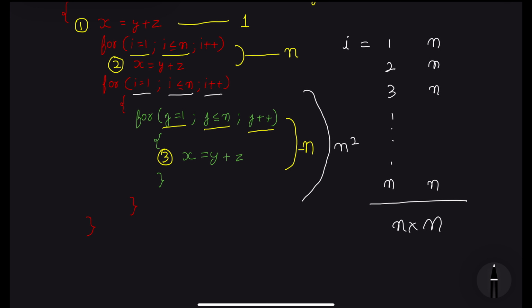Now let's check the complexity of the overall program. The first statement will run one time, the second statement will run n times, and the third statement will run n square times. So we can write this as big O of 1 plus n plus n square. Here also 1 plus n is very small if we compare it to n square for larger values. So we can ignore 1 plus n here, and the time complexity will become n square.